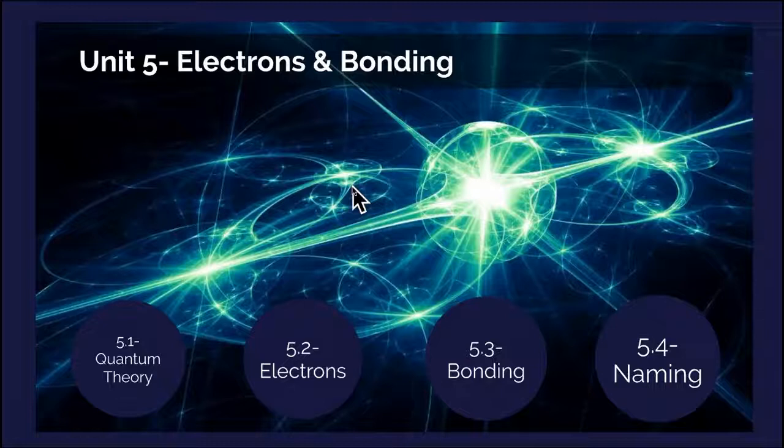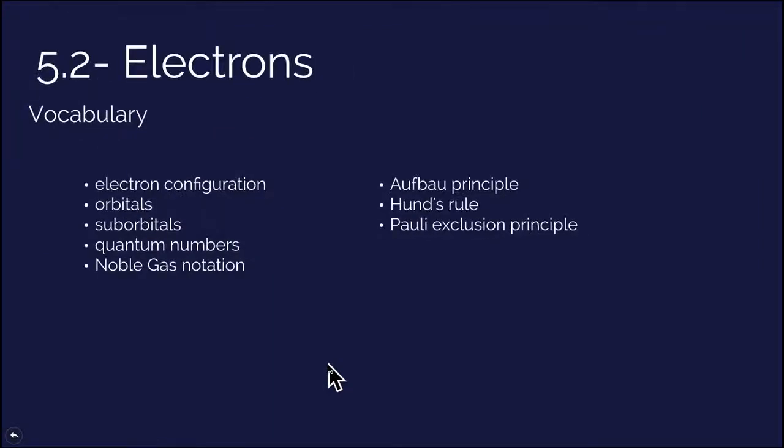In this next section, we're going to talk about 5.2. We're going to talk more about electrons and see what they are doing inside of each atom, and how we can keep track of them and organize them, and we can use that to predict a lot of properties actually. So we're going to start here in 5.2. Here's the vocabulary. And by the end of the section, you'll know more about all these terms.